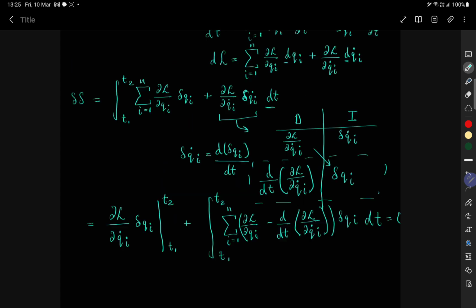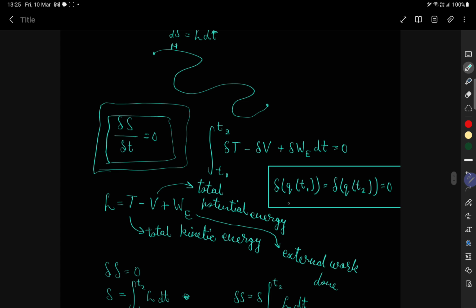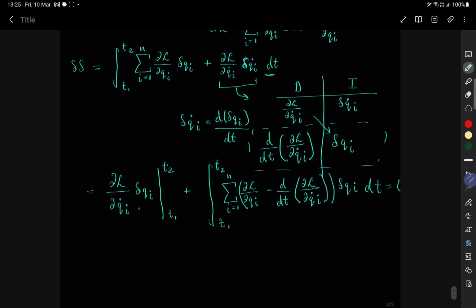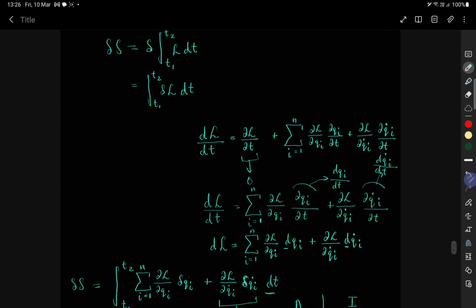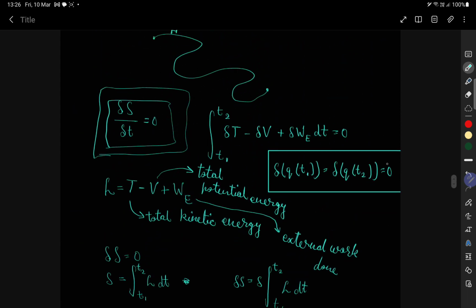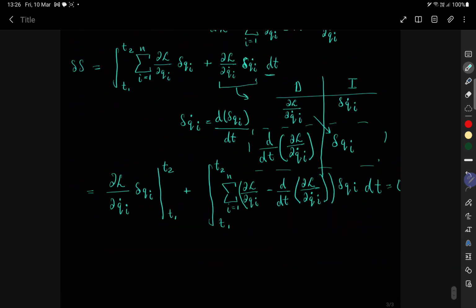Now, if you may remember, one of the few assumptions we made is that the variation in q at t1 and t2 has to be zero. And this term has been multiplied by the variation in qi, so we'll just assume that the variation in qi, by zero I basically meant the zero vector, is a bunch of zeros. So delta qi at t2 and t1 both have to be zero.